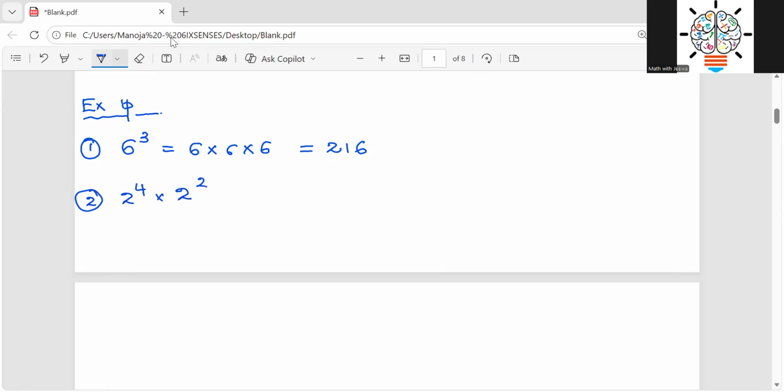Then question number 2, you have 2 to the power of 4 multiplied by 2 to the power of 2, and then divided by 2 to the power of 8, right? So how are we going to do that? First you add 4 and 2. Why am I adding them? They have the same base value and the multiplication, so you can add the indices. So 4 plus 2 is 6, 2 to the power of 6, divided by 2 to the power of 8.